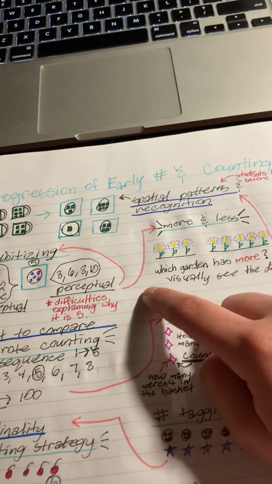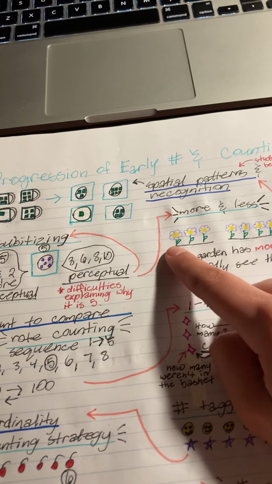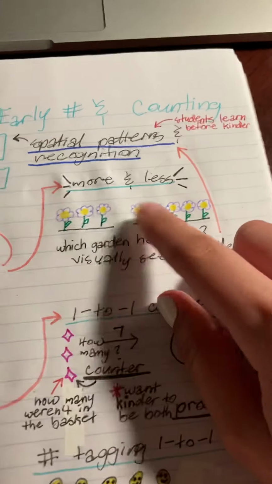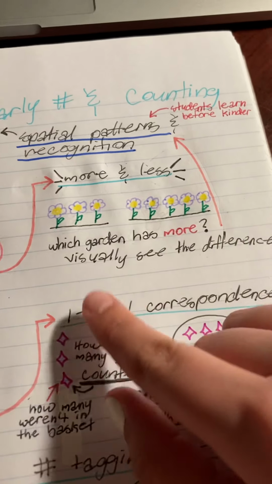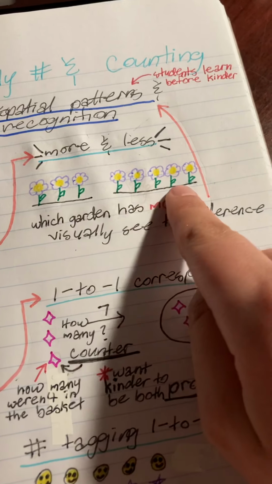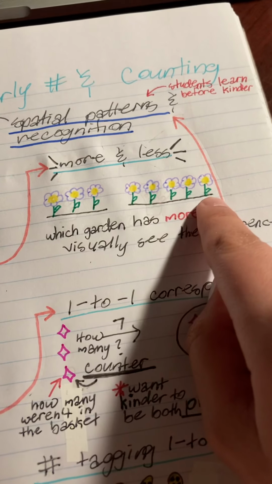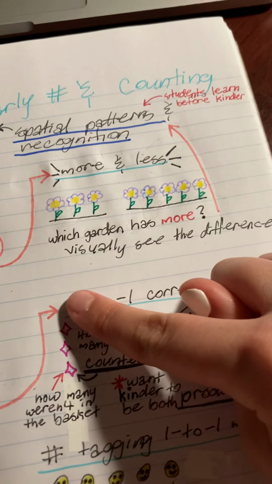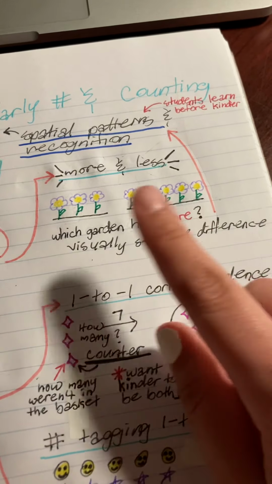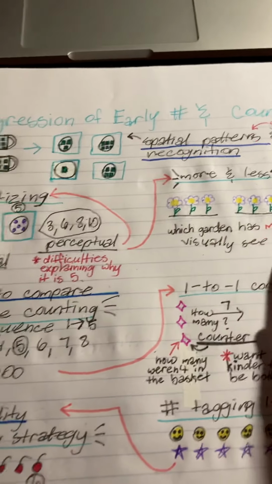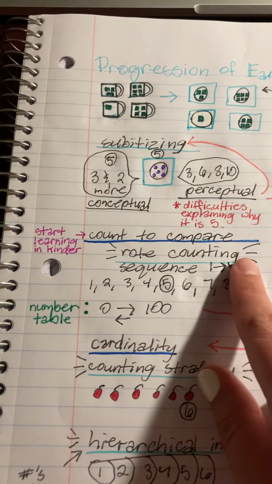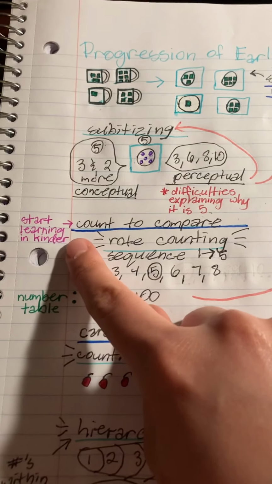And then from there, what kids gather is that there's more or less of an item. And so right here in this example, which garden has more flowers? And in this case, it's the right one because there's 5 flowers versus 3. And so in the more and less method, they visually see the difference between the comparisons. And then there's the count to compare, which they start learning in kindergarten.